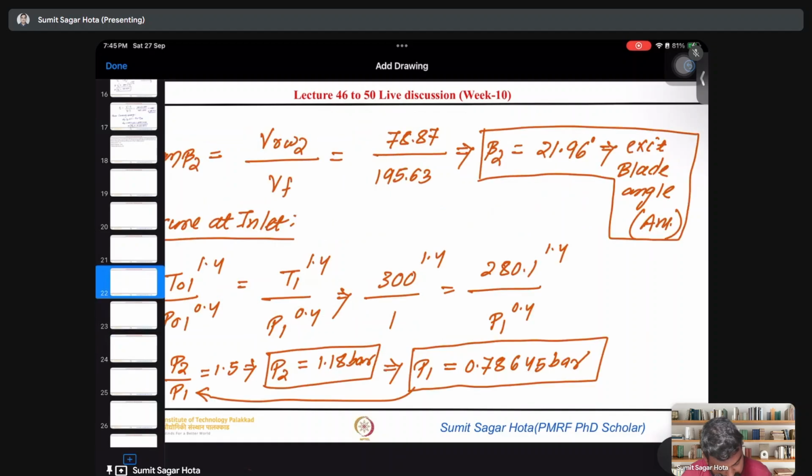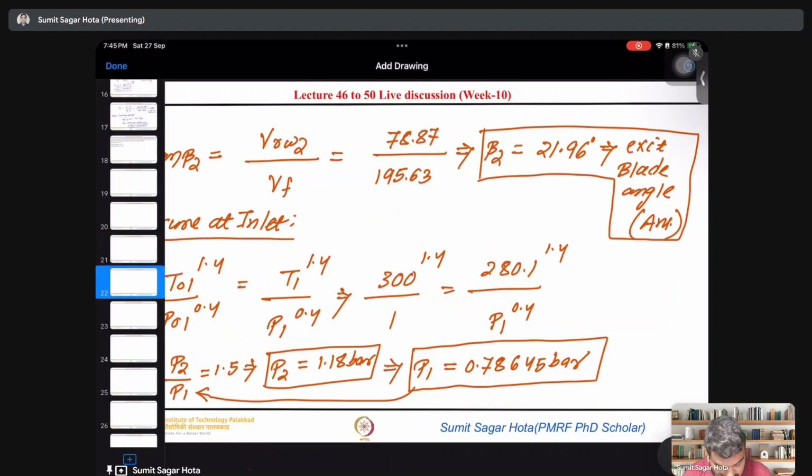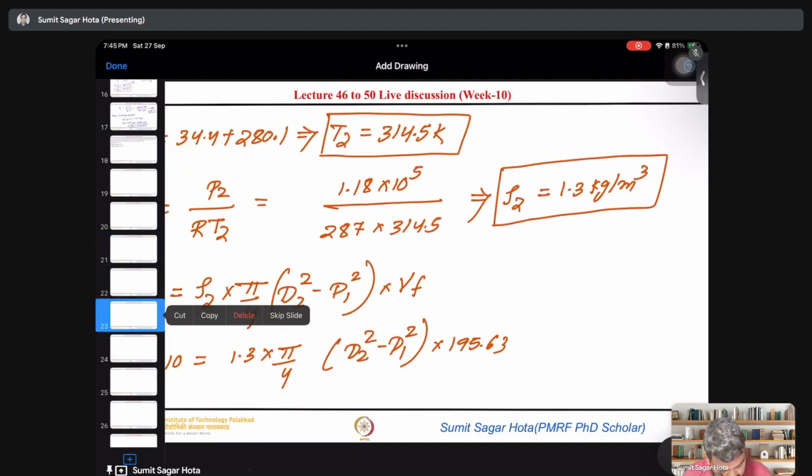The beta 1, beta 2, everything. We already found out alpha 1, alpha 2, all the blade angles.